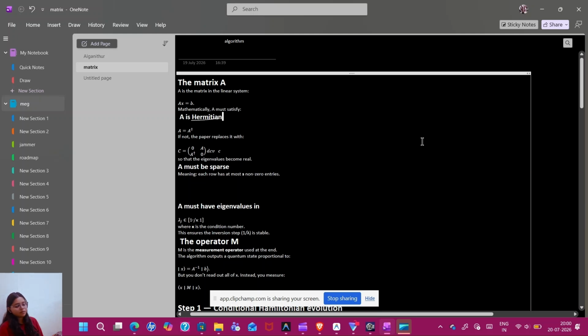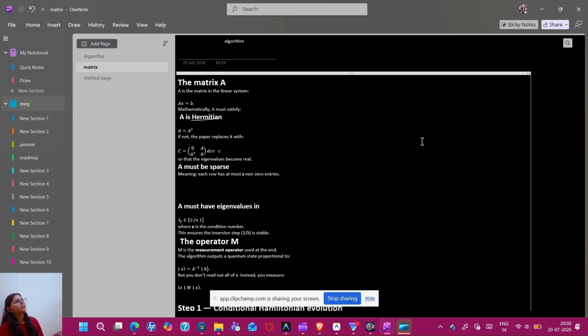Hello everyone. So today we are going to learn a very different concept that you might not have heard of for a while, and that is solving linear system equations with quantum optimization.